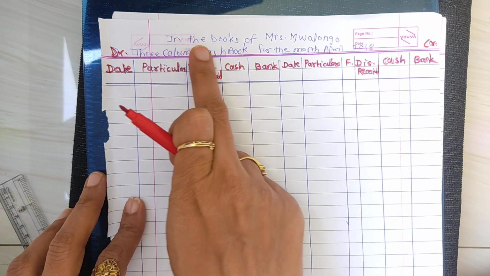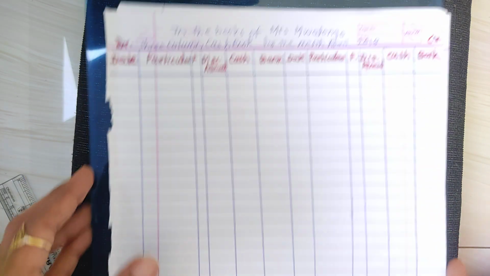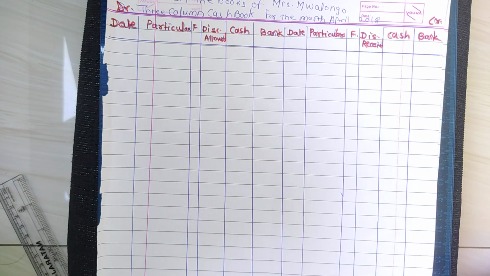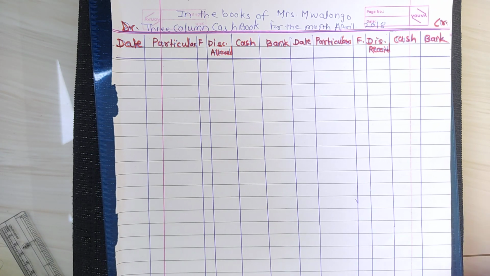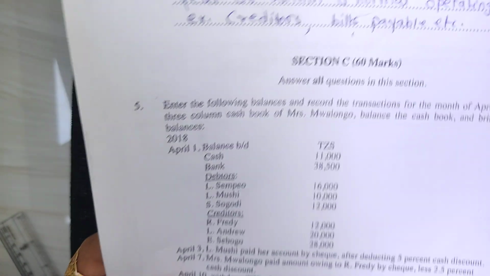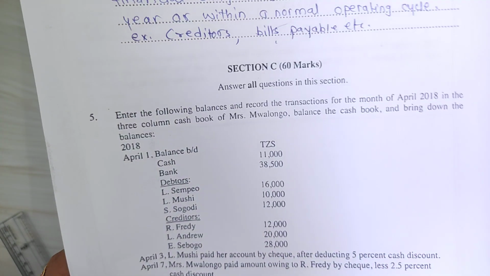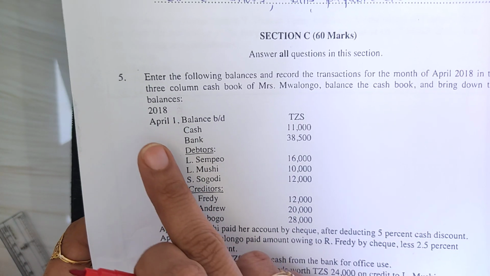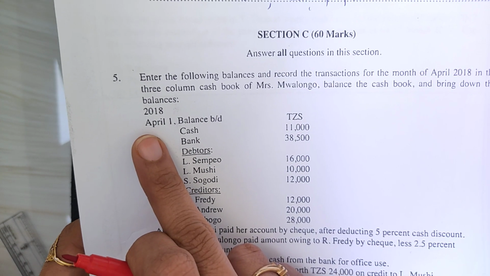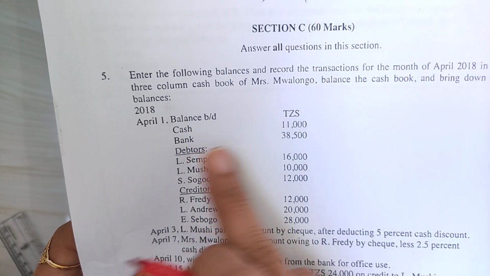Above, give the heading in the books of Mrs. Molongo 3-column cash book for the month of April 2018. I am writing here with the sketch pen so that it will be properly visible what we are solving. Now here the date is given 2018, so on both sides, first in the date column you will write 2018. Then the opening balance is given as on April 1st. Balance brought down, cash and bank.